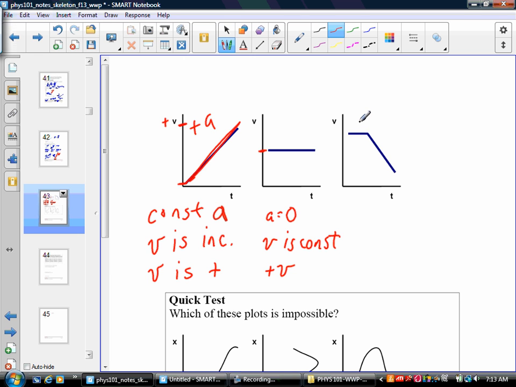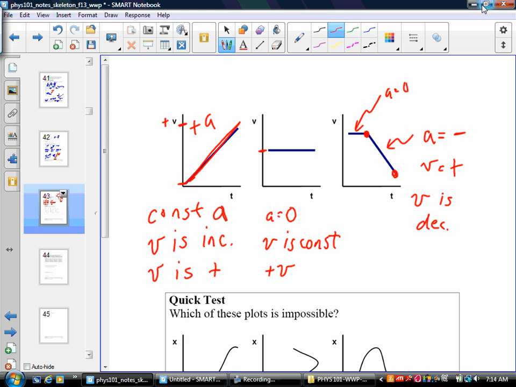Now here I have a two-part thing. Here I have acceleration equal to 0, and here I have a negative acceleration. It's negative. The velocity, however, is positive. So that means that the velocity is decreasing, which you can see here as it goes from here to here, the magnitude of that velocity decreases.